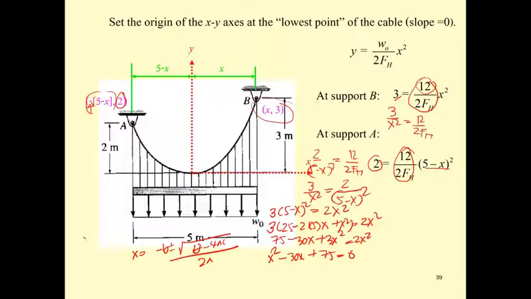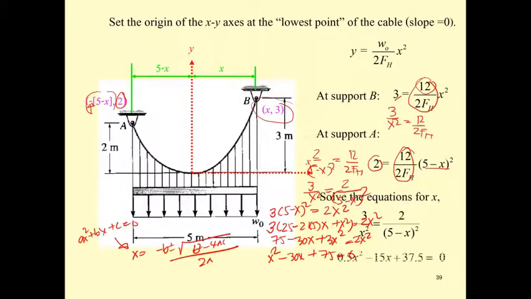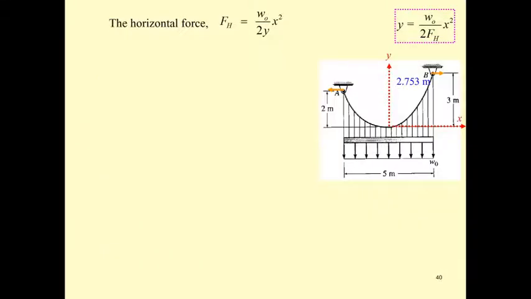If you have the equation ax squared plus bx plus c equal to 0, you may find x from this equation. And then you solve the equation, and you get x equal to 2.753 meters. Now, this is going to be 2.753, and then you will get this. Okay, 5 minus 2.753.